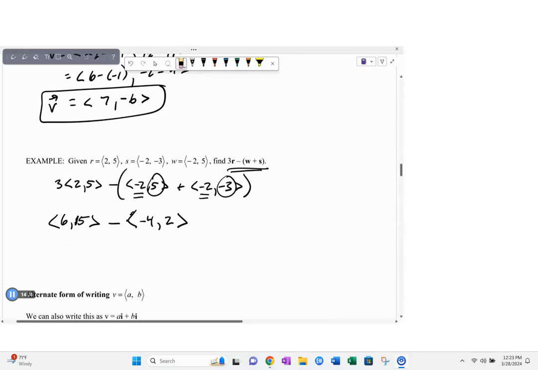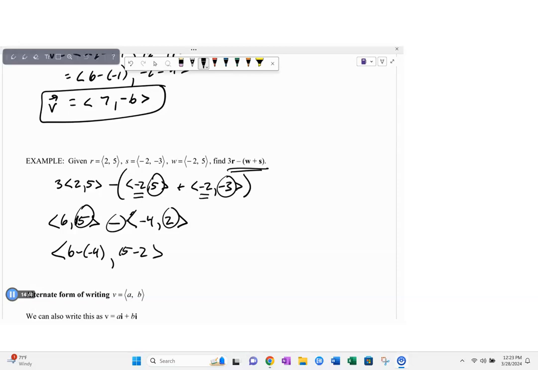Again, 6 minus -4. And then I'm going to go 15 minus the 2. So we got 10, comma, 13 is our resultant vector here. Okay.